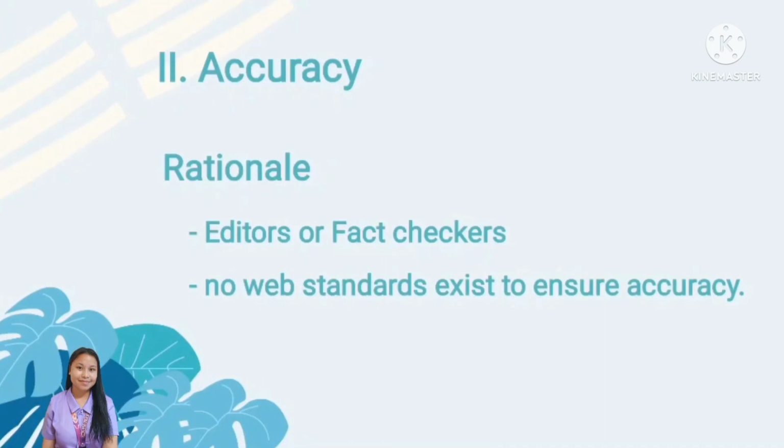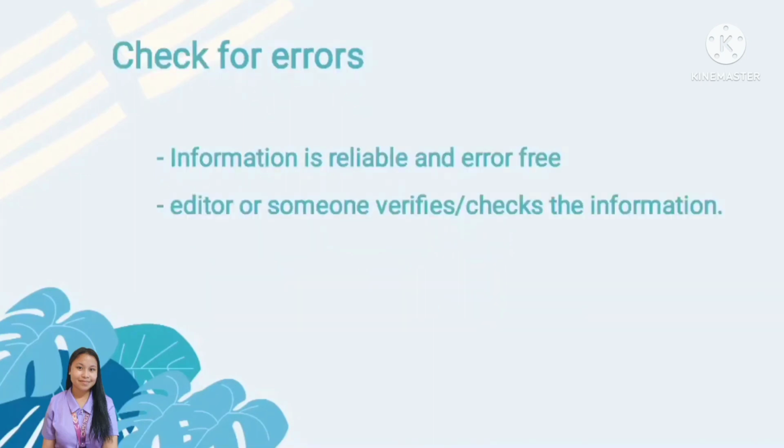Next one is the accuracy. So in accuracy, we need to check for errors. So rationale, web resources rarely have editors or fact checkers, and currently no web standards exist to ensure accuracy. So if we check for errors, is the information reliable and error-free? And is there an editor or someone who verifies or checks the information?